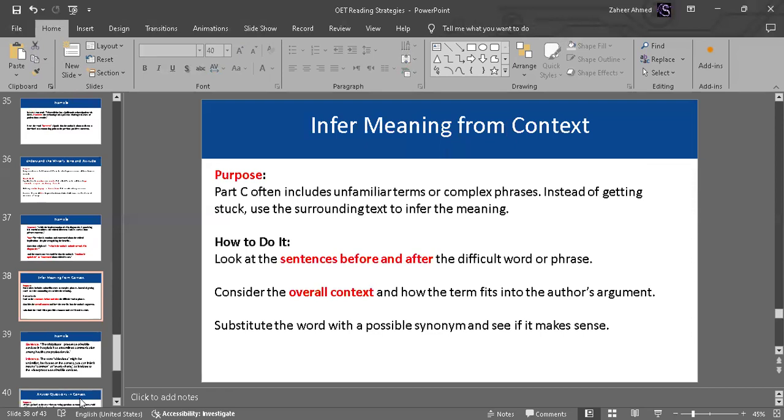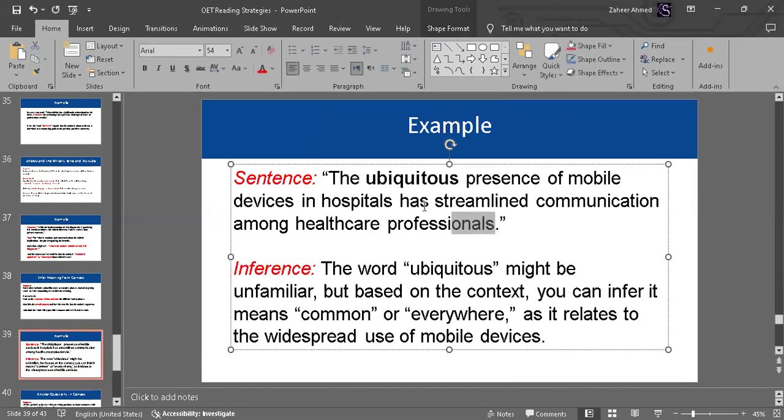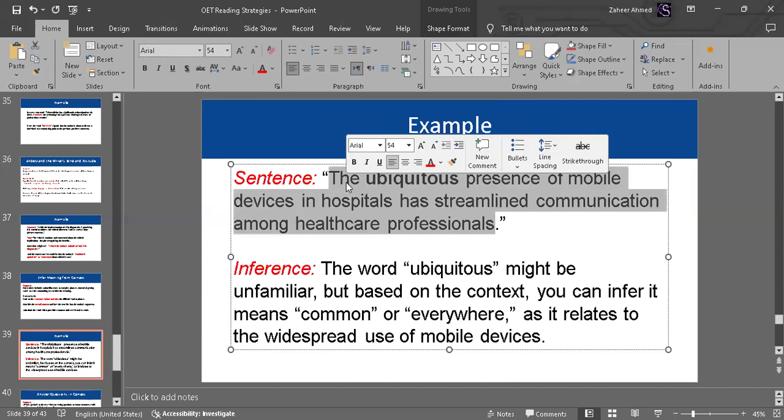So Part C often includes unfamiliar words. This is about the words now. You see some words that are unfamiliar to you or maybe specialized for a specific subject. Okay. So you need to understand how you will understand the meaning of a word that is not familiar to you. You need to understand this text-wise. Right? For example, you see this sentence. Just suppose this is given in the text.